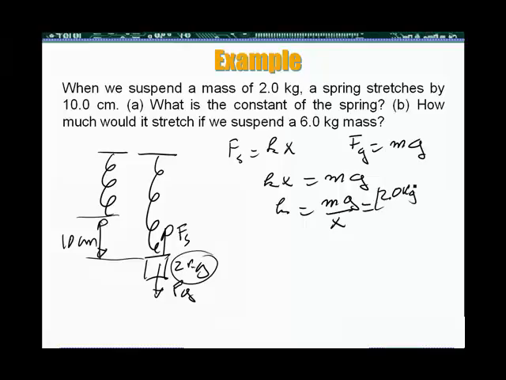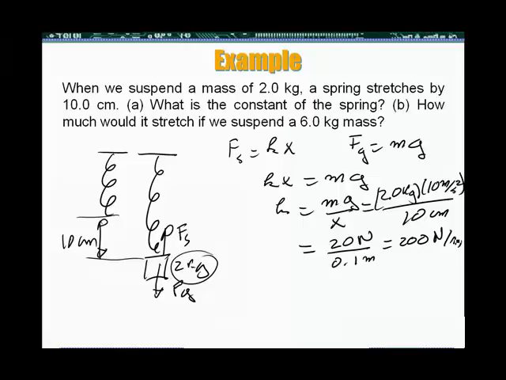which is in this case 2.0 kilograms times 10 meters per second squared over 10 centimeters. Okay, the 10 centimeters, of course, I have to convert to meters. That would be 0.1 meter, so that's going to be 20 newtons, that's the numerator, over 0.1 meters. So that's going to give me 200 newtons per meter. That's my spring constant. Now, how much would it stretch if we suspend a 6 kilogram mass?